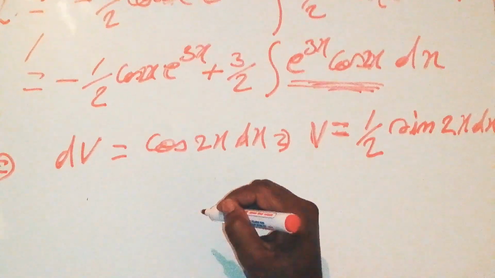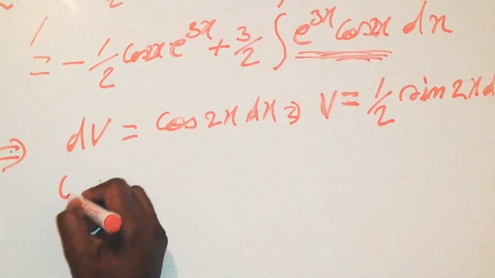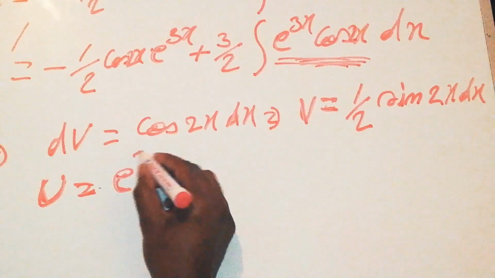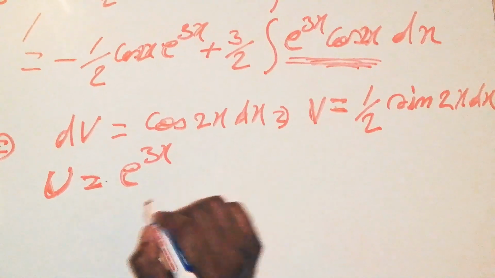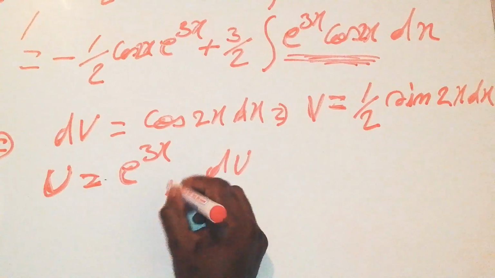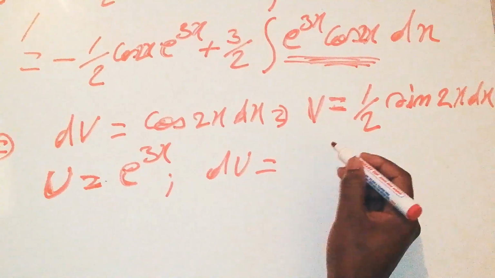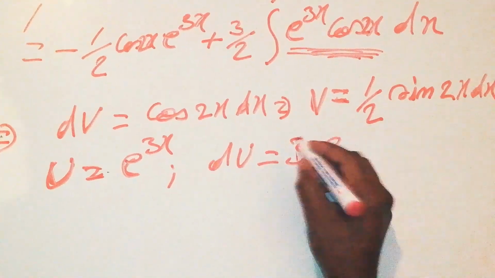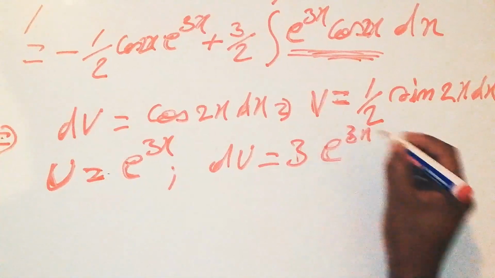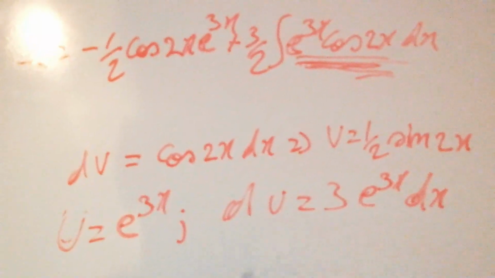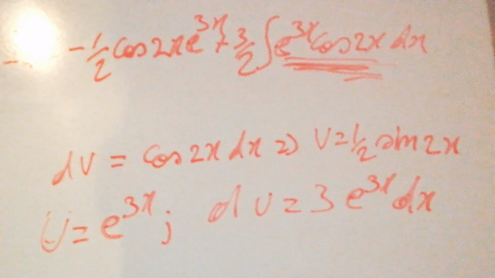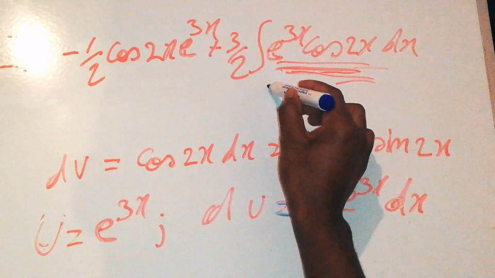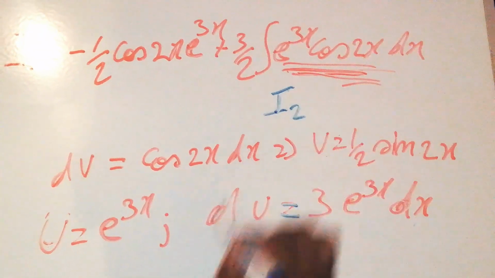And then I consider u being e exponent 3x, which means then du is equal to 3 e exponent 3x dx. So now I'm having this one here, and I'm gonna call this one here E2.